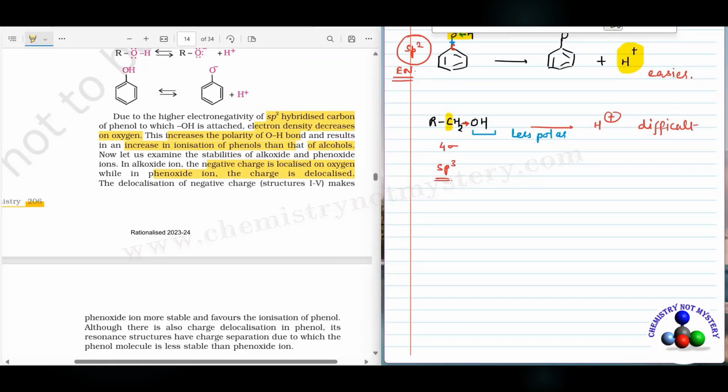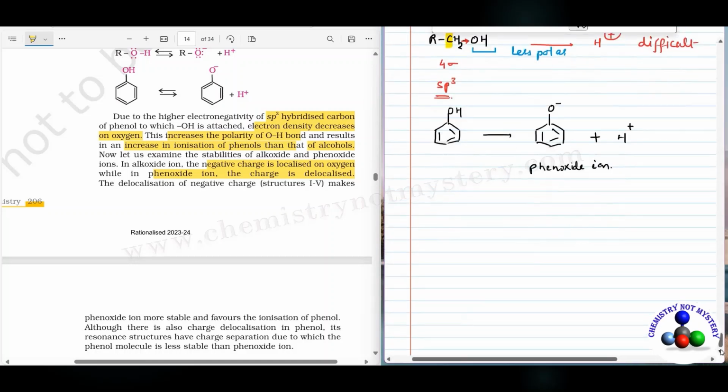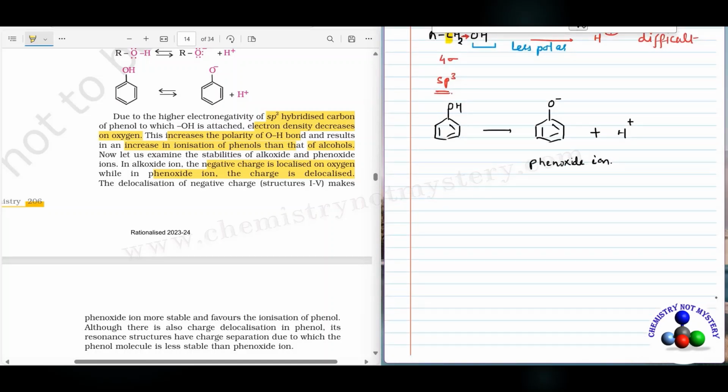Now let's draw the resonating structure of phenoxide ion. So this is phenol, benzene ring to which OH is bonded. When it donates H plus ion, oxygen will acquire negative charge and H plus is removed from the molecule. So this is phenoxide. This is phenoxide ion. Now let's draw the resonating structure of phenoxide ion.